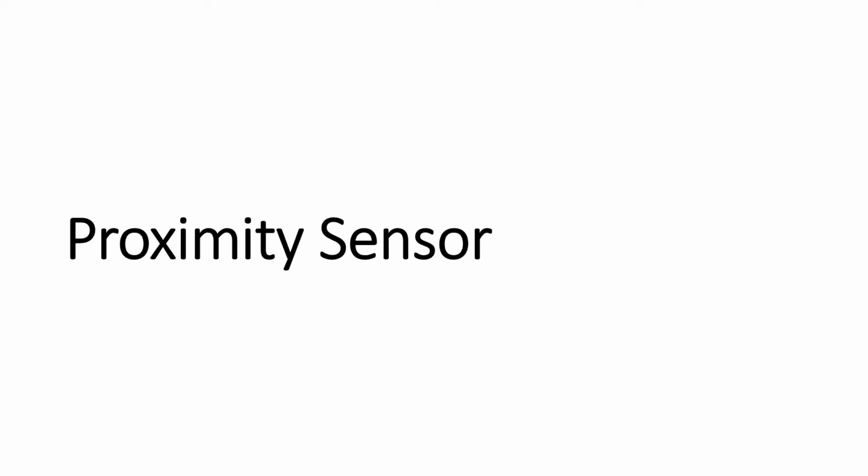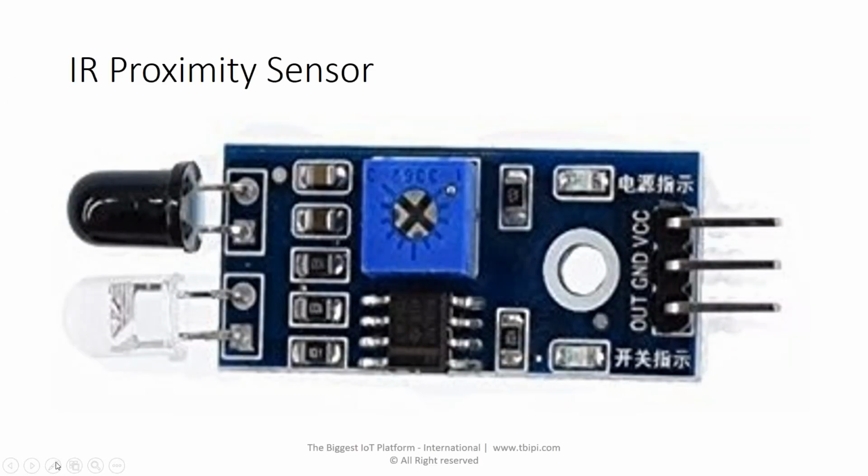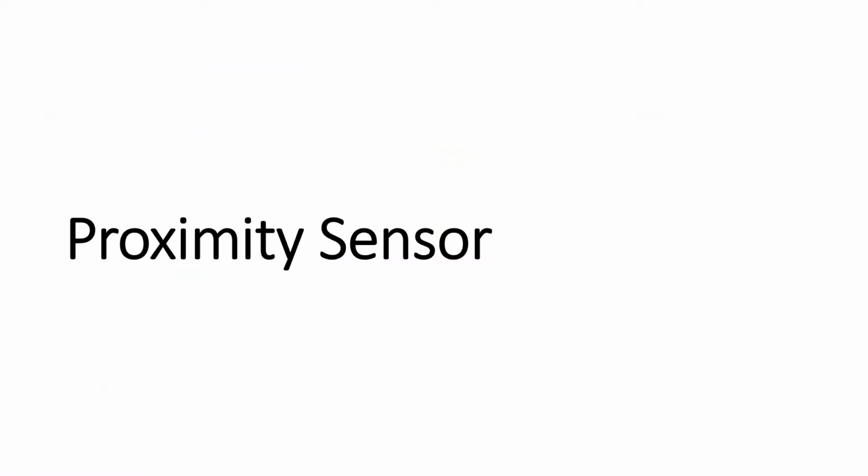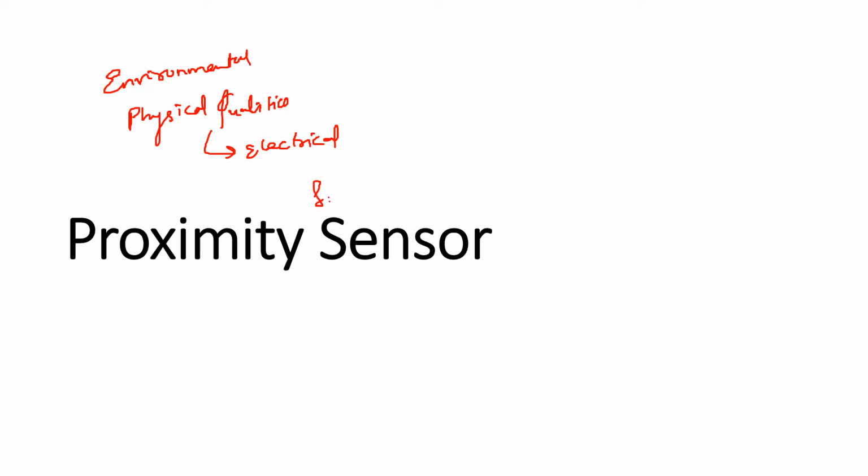So the first part, sensors. Sensors convert environmental physical quantities into electrical signals. They simply convert whatever environmental physical quantity, for example light, temperature, humidity, pressure, gas, into electrical signals.